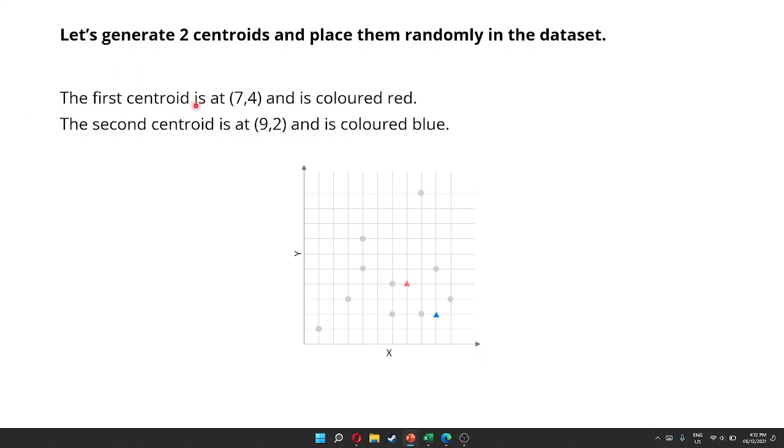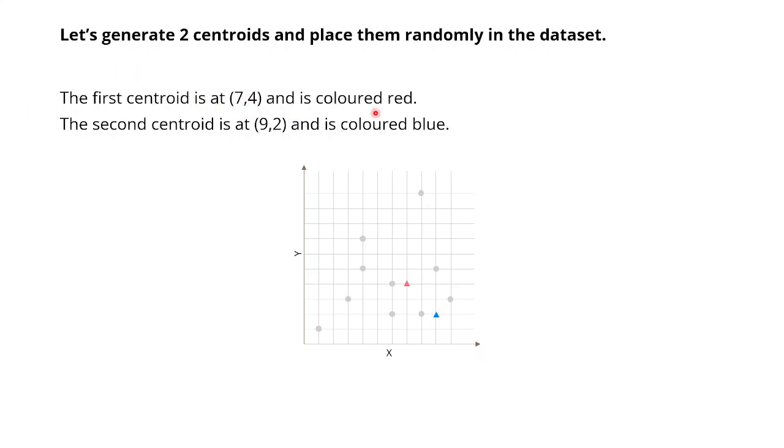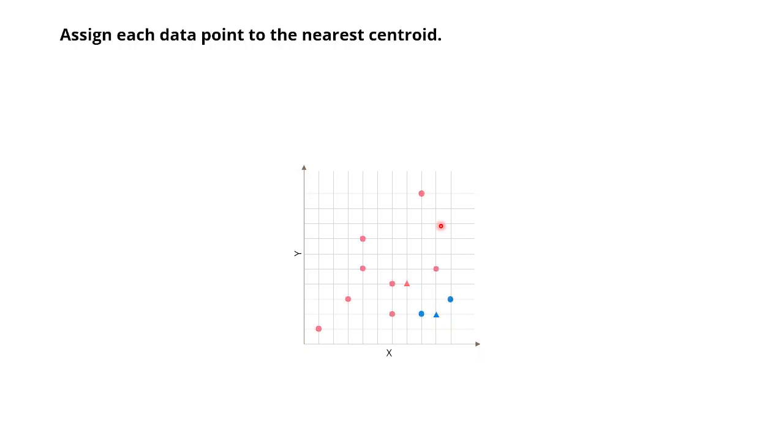Okay, there. So the first centroid is at 7, 4 and is colored red. The second centroid is at 9, 2 and is colored blue. After that, we assign each data point to the nearest centroid.